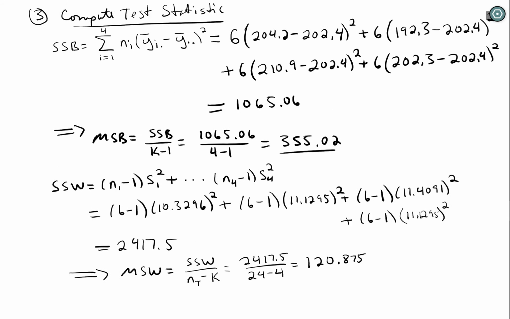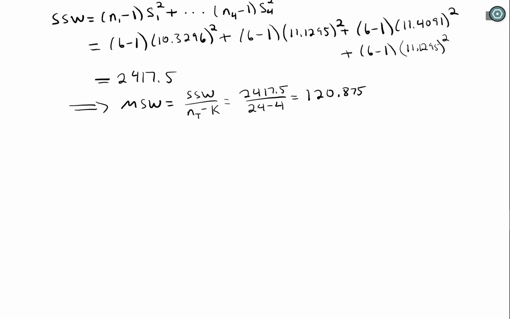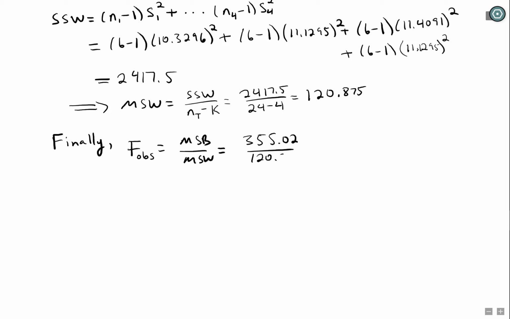Okay, so now we can finally compute our test statistic. So finally, the F test statistic, F observed, MSB over MSW is 355.02 divided by 120.875. You do that and you get 2.94. Alright. So the question is, is that a large F value?